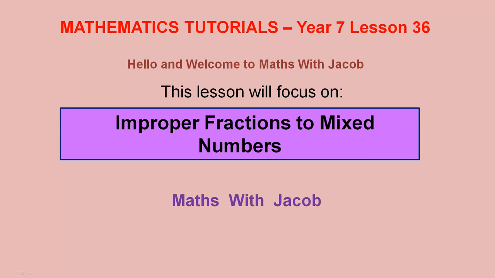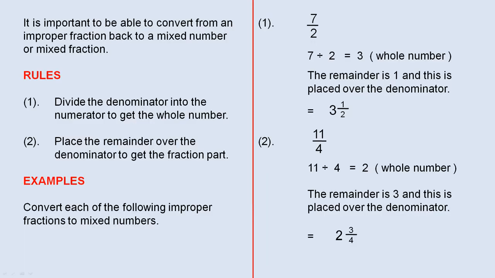This lesson will focus on improper fractions to mixed numbers. It is important to be able to convert from an improper fraction back to a mixed number or mixed fraction. Now there are two rules to follow. The first one: divide the denominator into the numerator to get the whole number. The next rule: place the remainder over the denominator to get the fraction part.